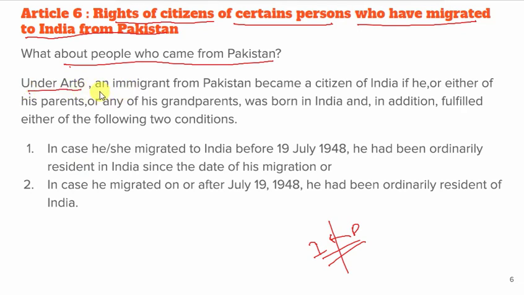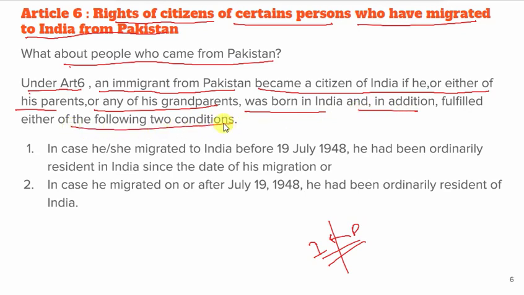Under Article 6, an immigrant from Pakistan became a citizen of India if he or either of his parents or any of his grandparents was born in India, and in addition fulfilled either of the following two conditions. So a person immigrating from Pakistan, whether he himself or one of his parents, not both, or any of his grandparents was born in India. And not only that, he must fulfill one of two conditions. What are the conditions? Let's see.